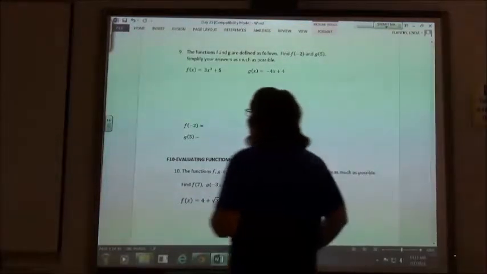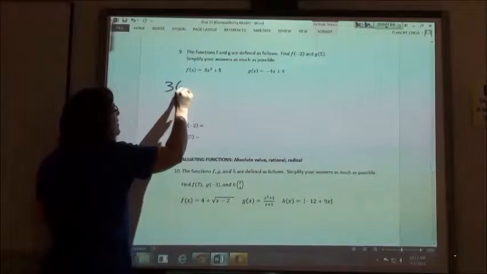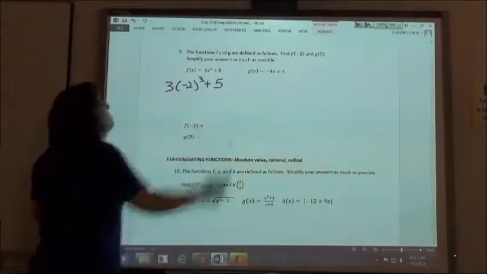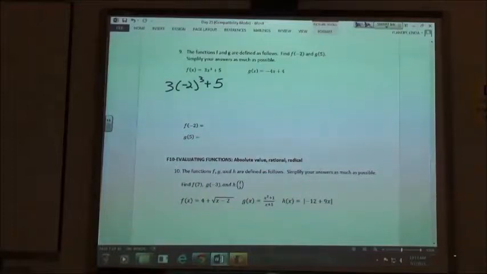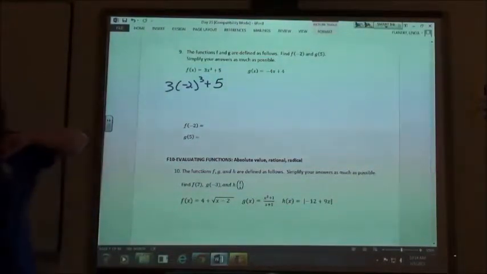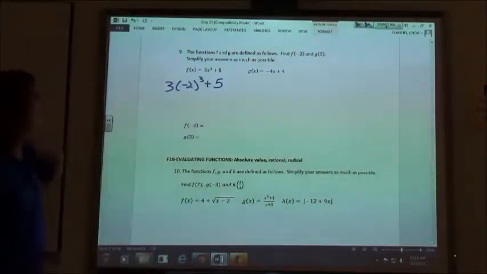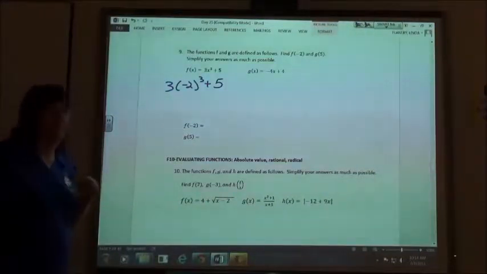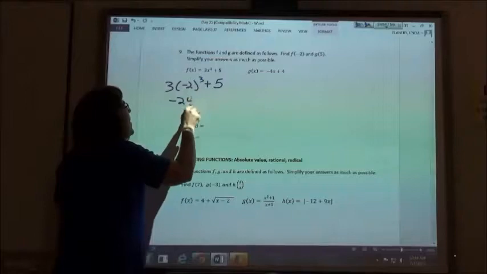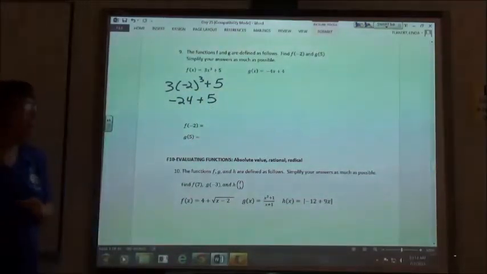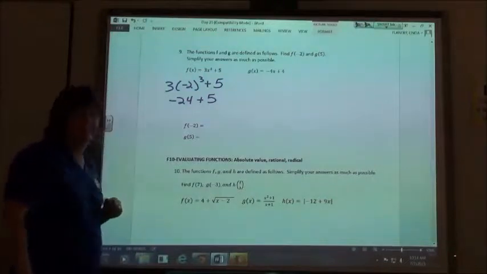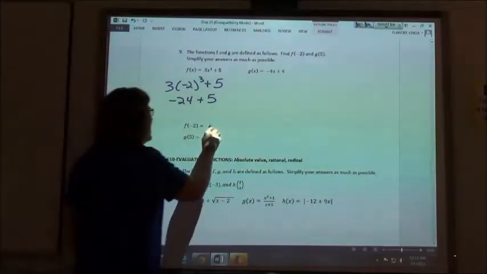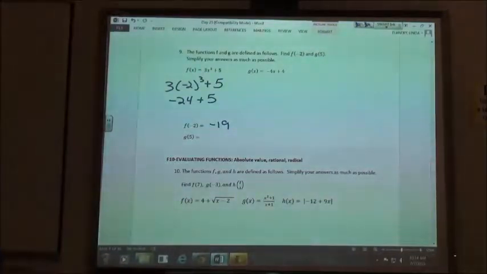So number 9, f of negative 2. So 3 times negative 2 cubed plus 5. So negative 2 cubed would be negative 8. Negative 8 times 3 is negative 24, and negative 24 plus 5 would give me negative 19. So f of negative 2 would be negative 19.